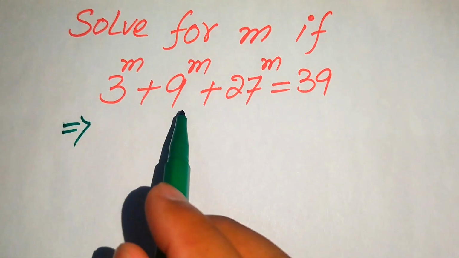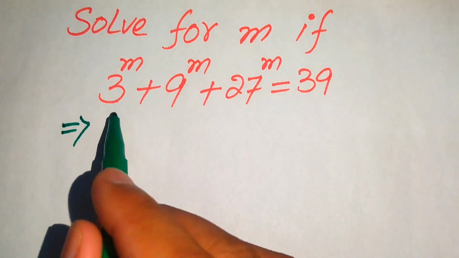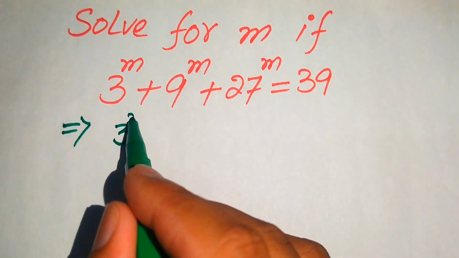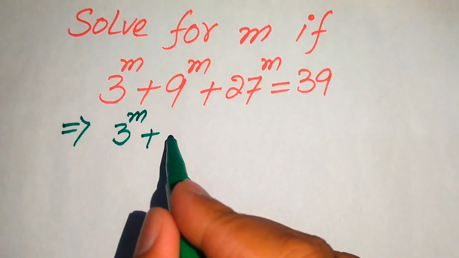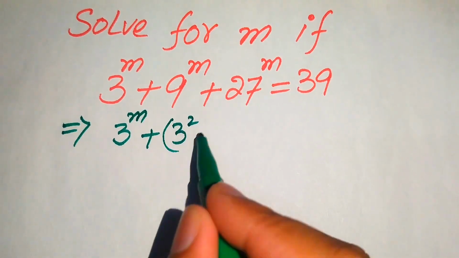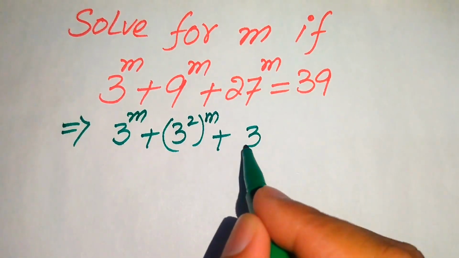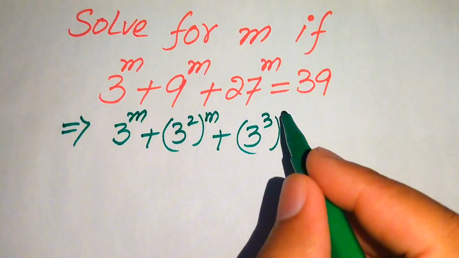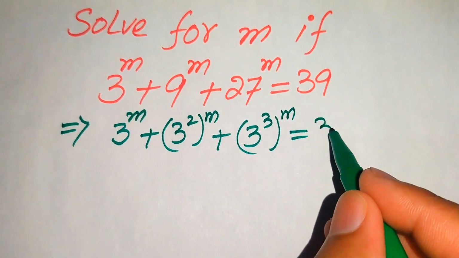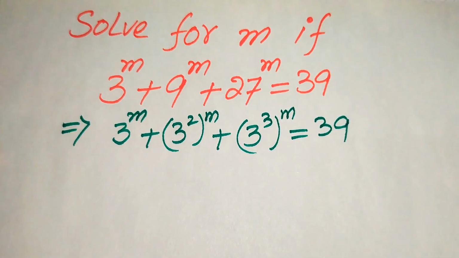In the very first step, we need to rewrite this equation. We have 3 to the power of m, and we write this 9 as 3 squared and its whole power m, plus we write this 27 as 3 cubed and its whole power m, and it equals 39.